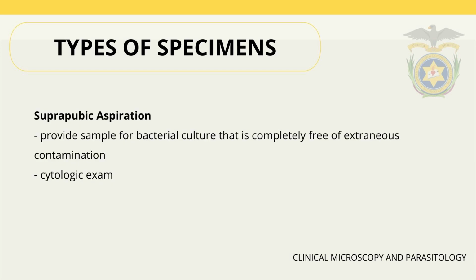Suprapubic aspiration is the external introduction of a needle through the abdomen and into the bladder. It provides a sample for bacterial culture that is completely free of extraneous contamination. This type of aspiration can be used for cytologic exams.